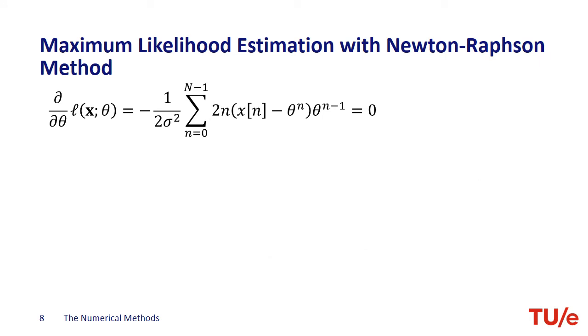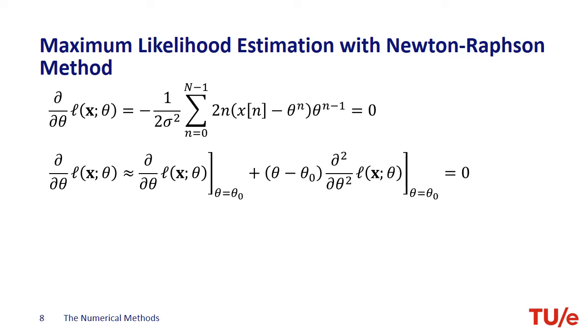The way to solve this one is actually very similar to what we did with the Gauss-Newton method. We will linearize the derivative of the log likelihood function. That means we take the derivative of the log likelihood function and write a linear approximation to the derivative of the log likelihood function.